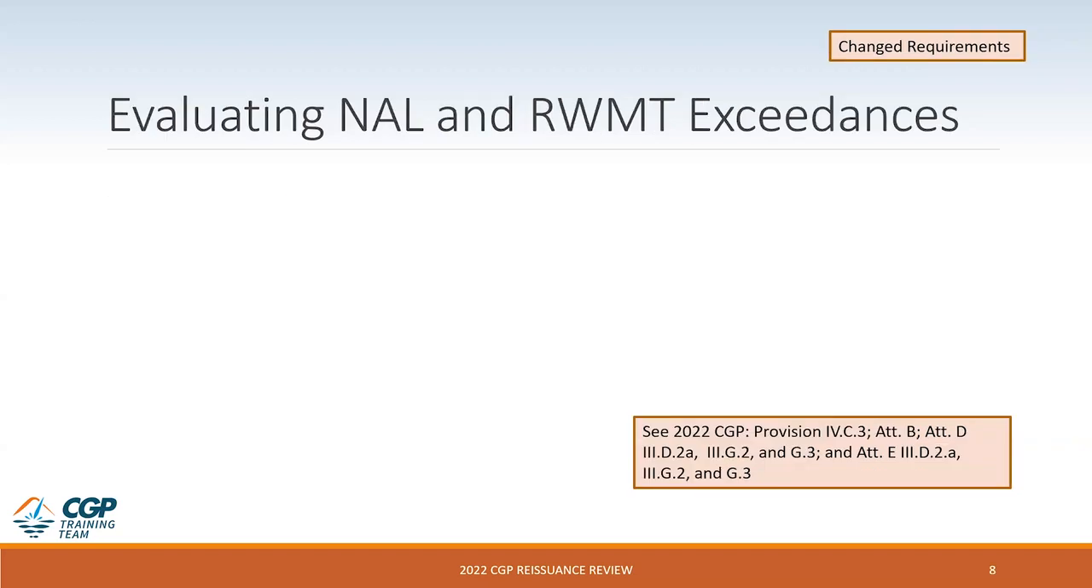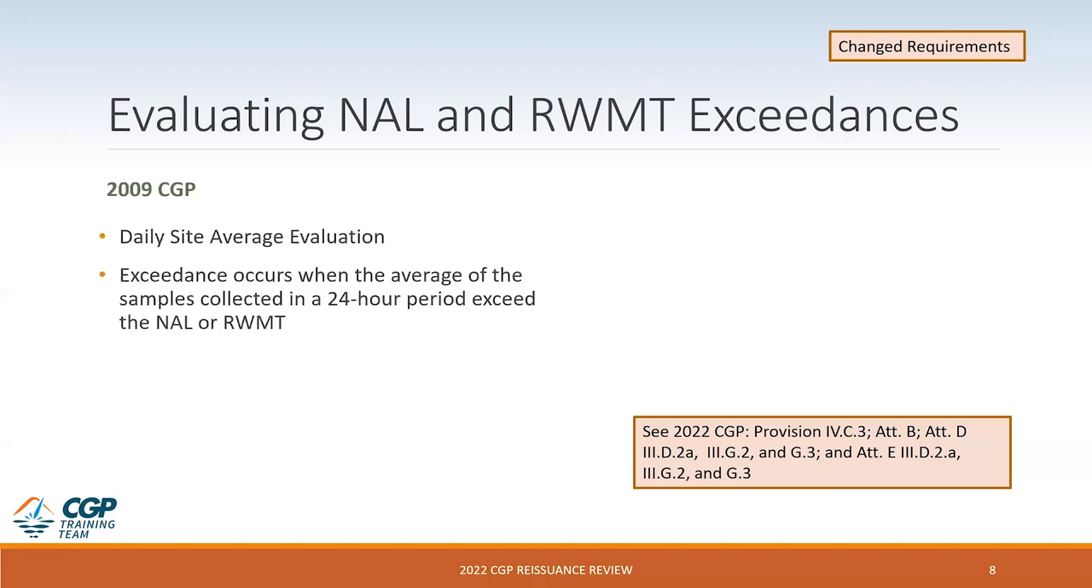One of the more significant changes in the 2022 Construction General Permit is how we evaluate numeric action level and receiving water monitor trigger exceedances. Under the 2009 Construction General Permit, the samples were averaged to develop a daily site average. An NAL exceedance occurred when the daily site average exceeded the numeric action level value.